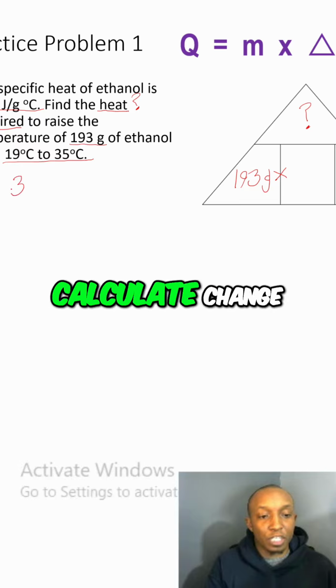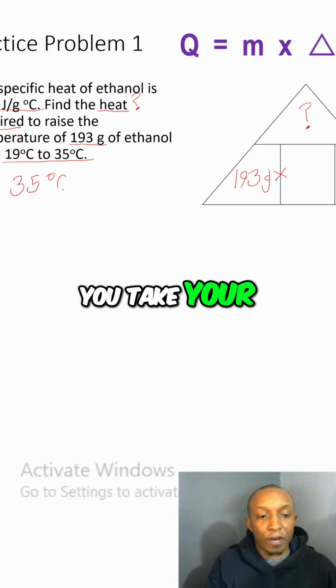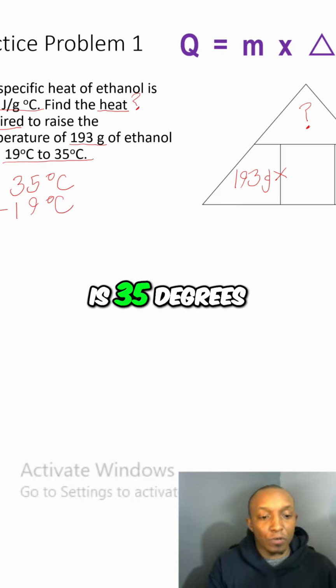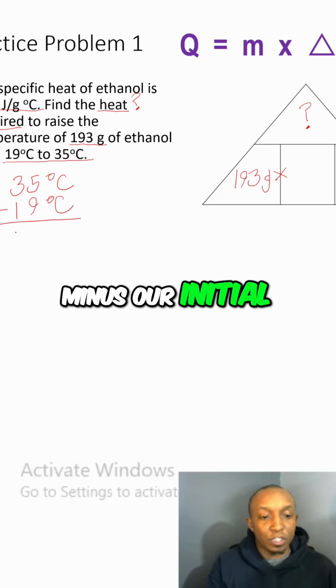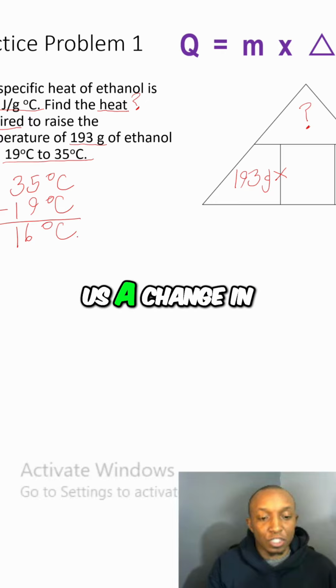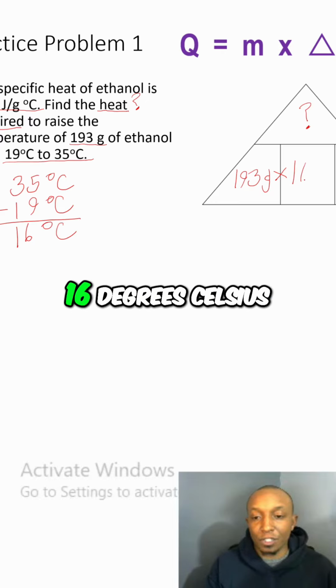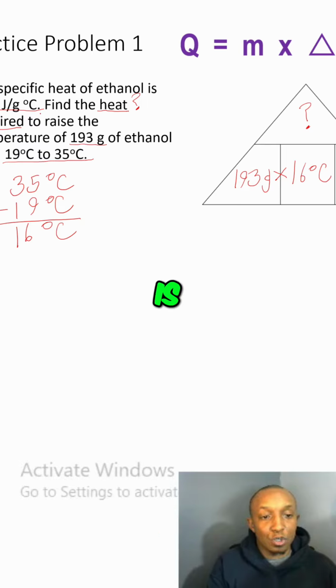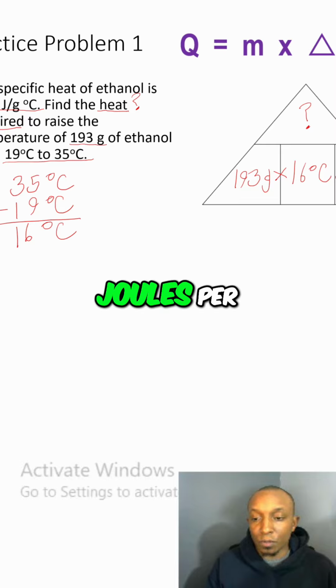And the way you calculate change in temperature, remember you take your final temperature minus your initial temperature. So our final temperature is 35 degrees Celsius minus our initial temperature, which is 19 degrees Celsius. And it should give us a change in temperature of 16 degrees Celsius. And then it says our specific heat is 2.46 joules per gram degrees Celsius.